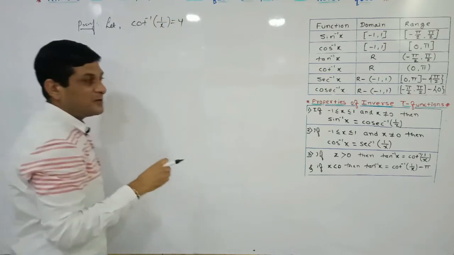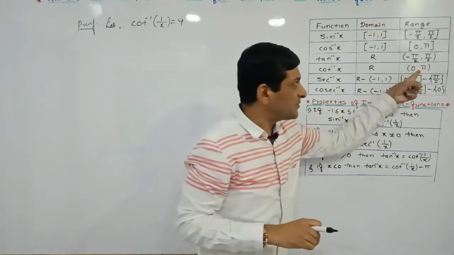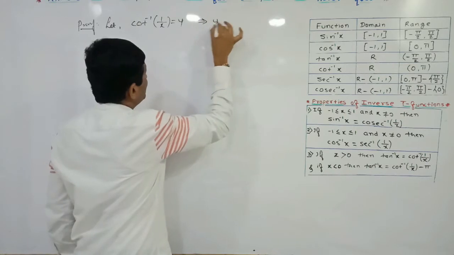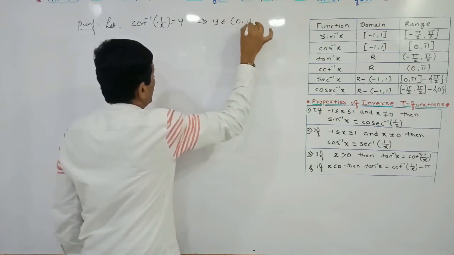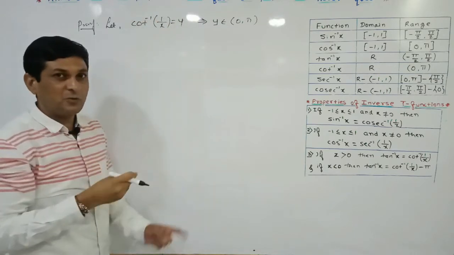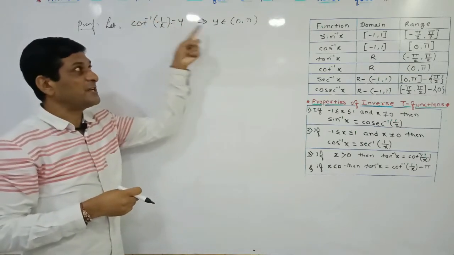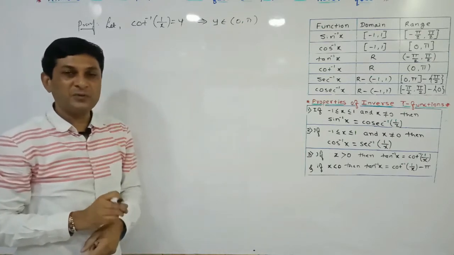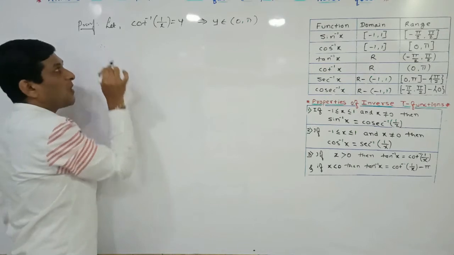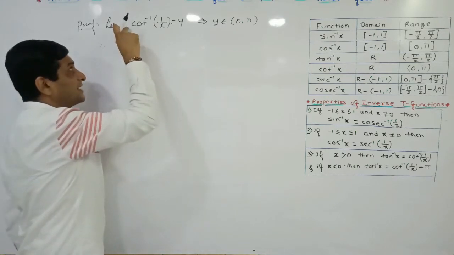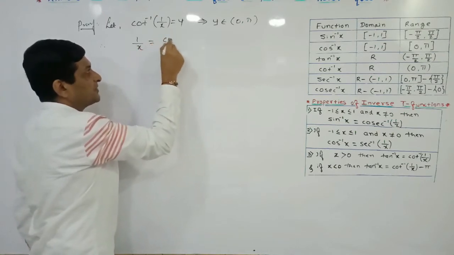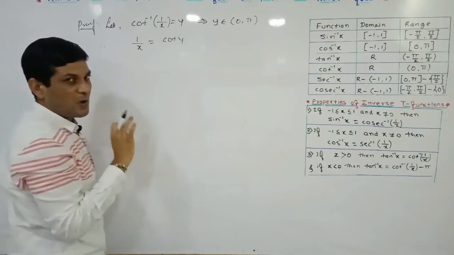If y is the value of cot inverse, it definitely lies in which interval? 0 to pi. So this implies that y belongs to 0 to pi. So this is our supposition. We have denoted cot inverse of 1 by x as y. If this is the value of cot inverse, it will definitely lie between 0 and pi. Now taking cot on both sides, on this side cot of cot inverse of 1 by x will be equal to 1 by x, and on the other side we get cot y. Simply we have taken cot on both sides.